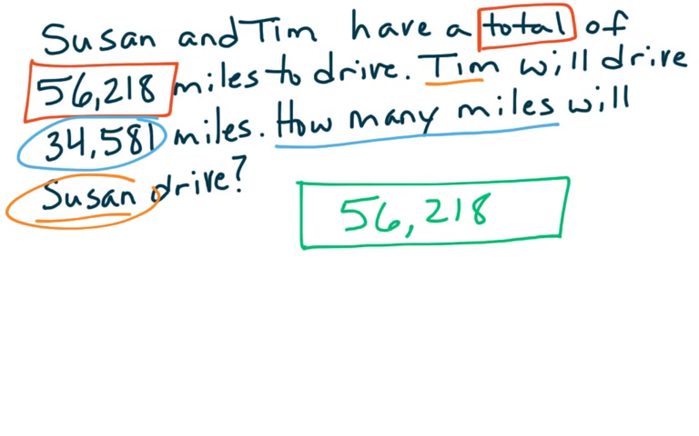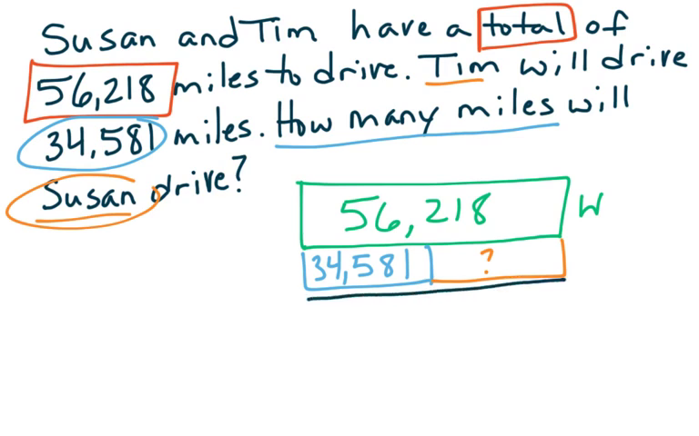So I'm going to split this up. I have my whole, which is in green, and I have one of my parts, 34,581. And what I'm going to need to do is figure out how much Susan is going to drive. What's my other part going to be equal to? Because I have a whole and one part and I'm missing my other part, we can see here that if I were to take what's in blue and orange, it would equal my green.